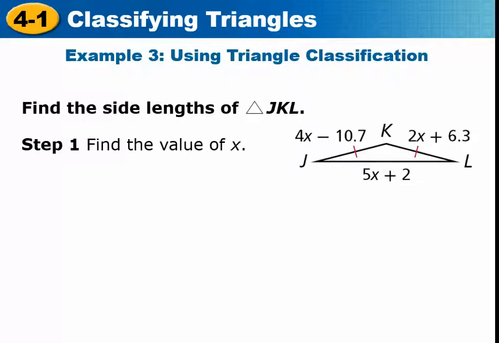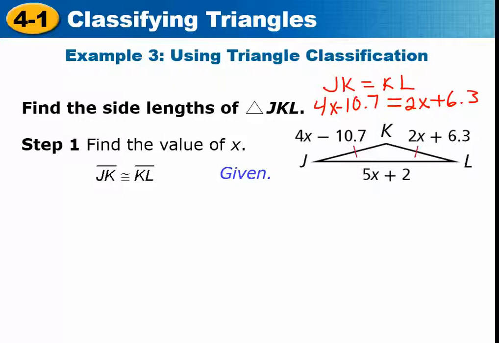All right, if we know some information about a triangle, like that sides are congruent, then we can find missing parts, like perhaps X or a side length. In this triangle, JKL, segment JK is marked congruent to segment KL. So by the definition of congruence, we know that the length of JK will be equal to the length of KL. We can use substitution here to say 4x minus 10.7 is equal to 2x plus 6.3.